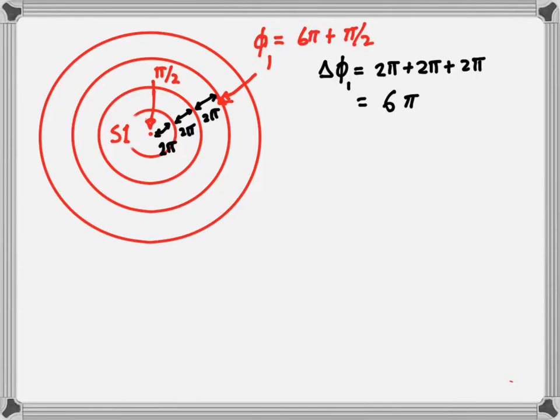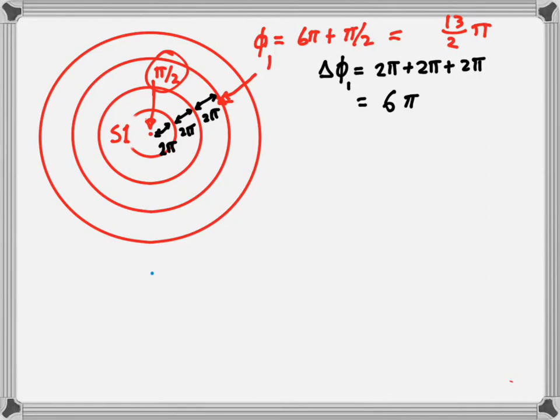over 2, because remember that the center we said was a crest and that had a phase of pi over 2. So if the difference in phase between the third circle and the middle point is 6 pi, then the phase of that third circle must be 6 pi plus pi over 2. So that when we subtract the phase of the center, which is pi over 2, we get a difference in phase of 6 pi. So 6 pi plus pi over 2 is 13 pi over 2.